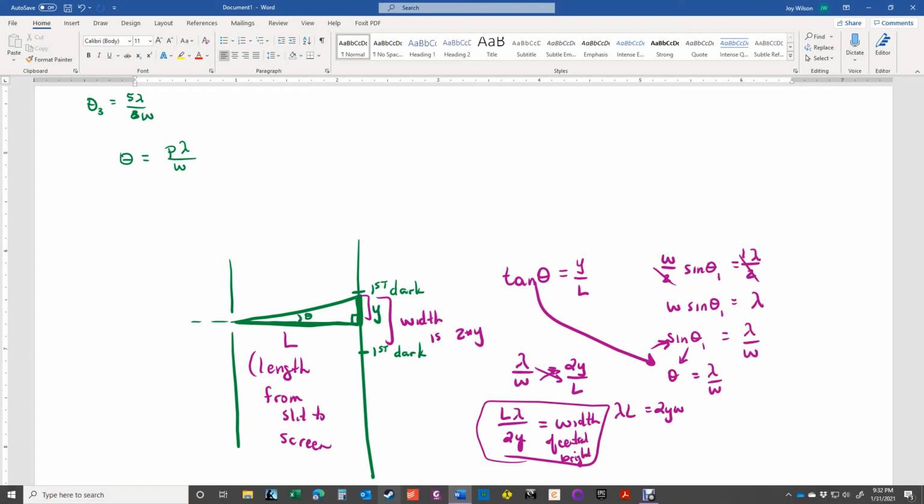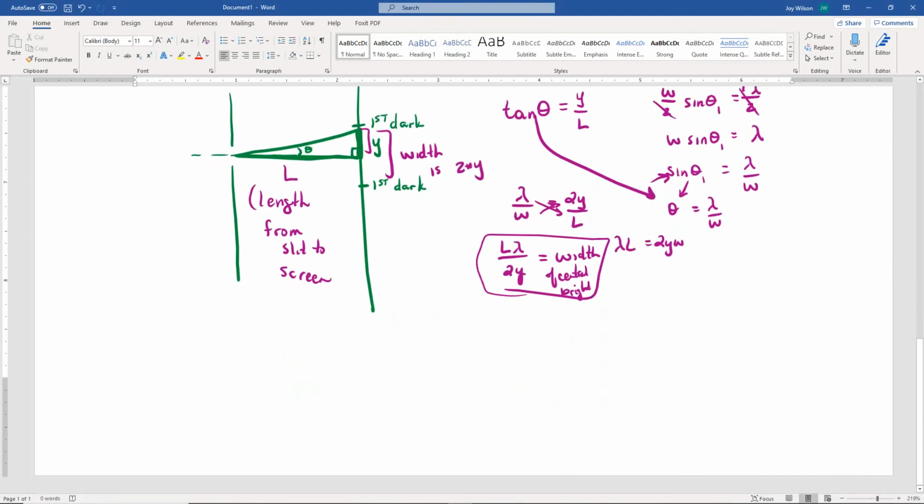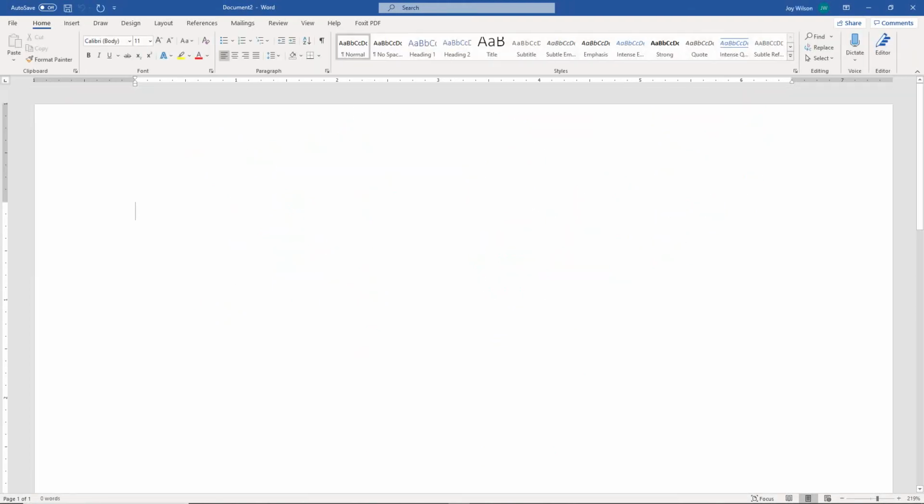Wow, so that was a lot of stinking geometry. So let's do a couple of problems really quick. So I'm going to make a new page. Let's do number 62 and number 63.